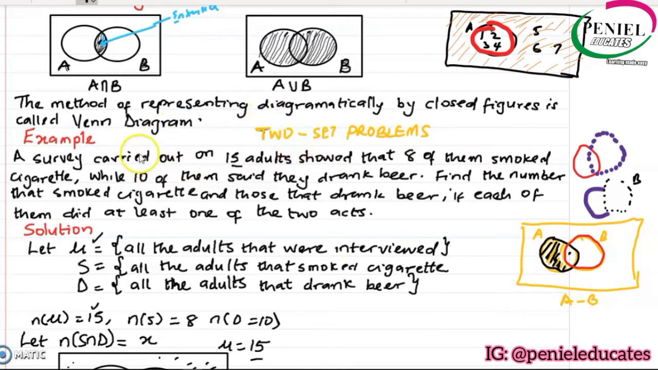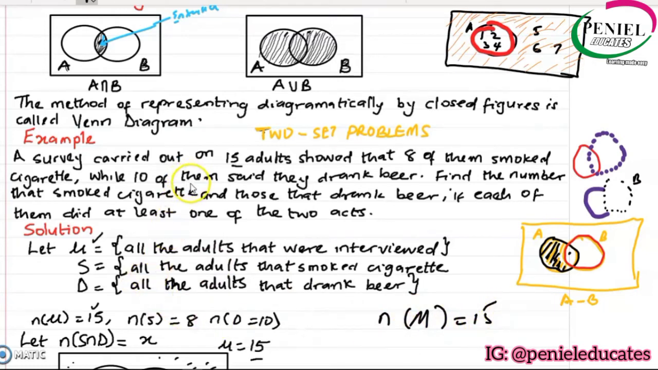All right, so let's look at the two set problem example. A survey carried out on 15 adults shows that 8 of them smoked cigarettes, while 10 of them said they drank beer. Find the number that smoked cigarettes and those that drank beer if each of them did at least one of the two acts. So we have a universal set, a survey carried out on 15 adults, so the universal set that we're looking at is 15.